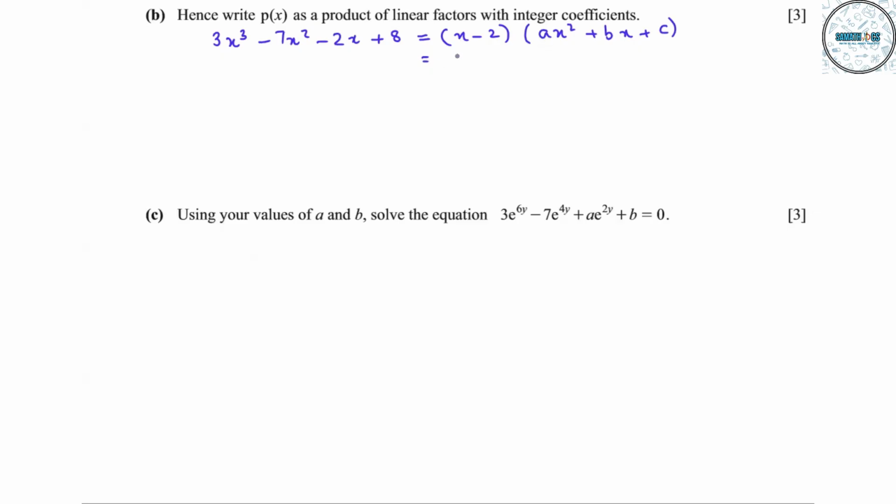We will multiply x by ax squared. So this is ax cubed. Minus 2 into ax squared is minus 2ax squared. x into bx is plus bx squared. Minus 2 into bx is minus 2bx. And x into c is plus cx. And minus 2 into c is minus 2c. Now we will equate the coefficients of x cubed.